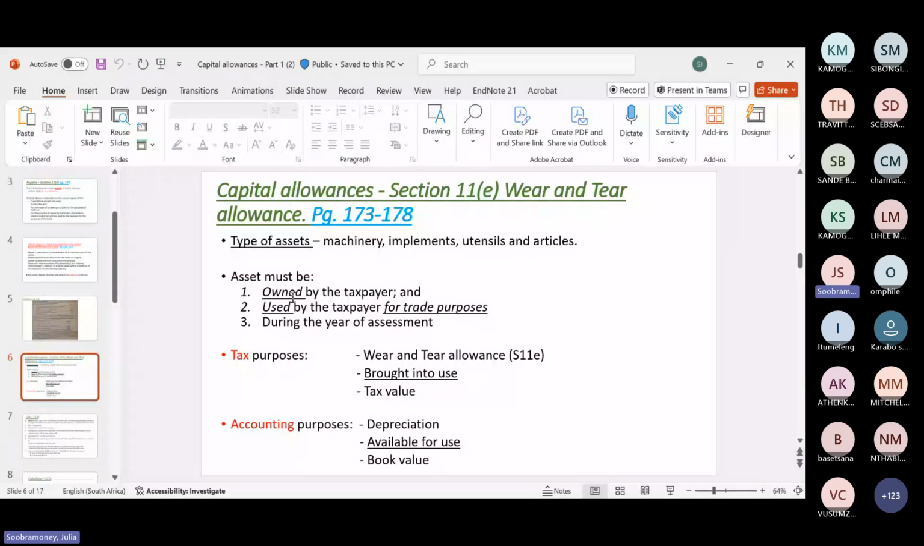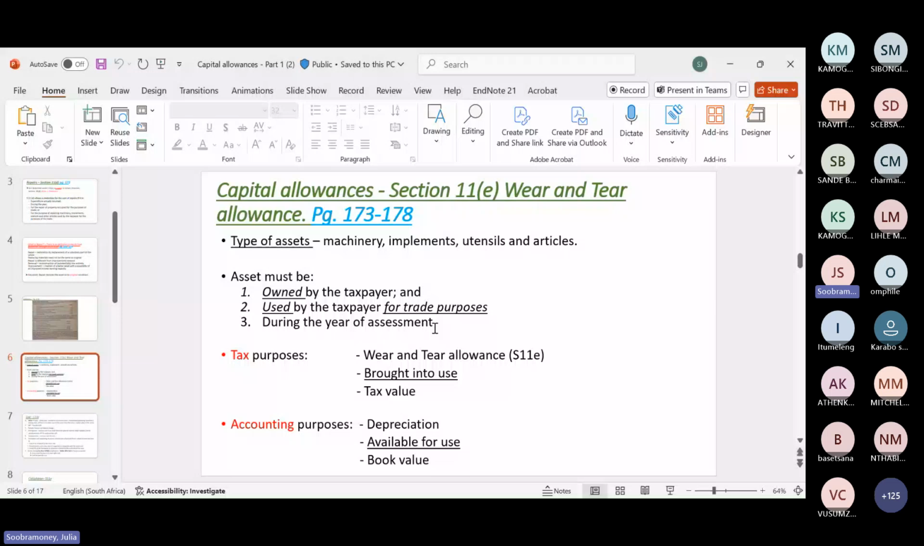Now, when am I allowed to claim an allowance for this type of asset? Number one, I must own the asset. The taxpayer must own this asset, and it must be used by the taxpayer for trade purposes. So that asset, I must use it in my business, in trade, during the year of assessment, very important. I have to use that asset during this year of assessment if I want to claim a section 11E allowance. So 3 requirements. Number one, the taxpayer must own it. Number two, it must be used by the taxpayer in his trade. And number 3, it has to be used during the year for me to claim this allowance.